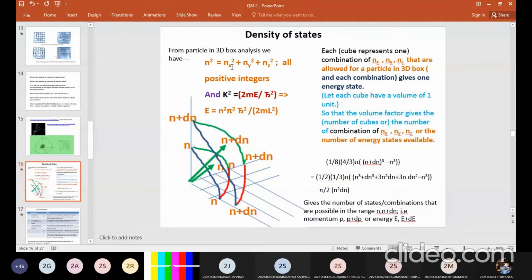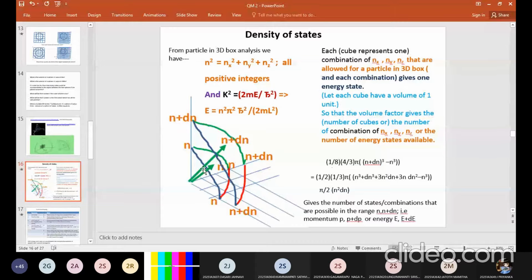So this is the equation of a sphere, that is, n square is equal to nx square plus ny square plus nz square is the equation of a sphere. But nx, ny, and nz are positive. That implies I'll be considering only 1/8 part of that sphere. That is 1/8 part.